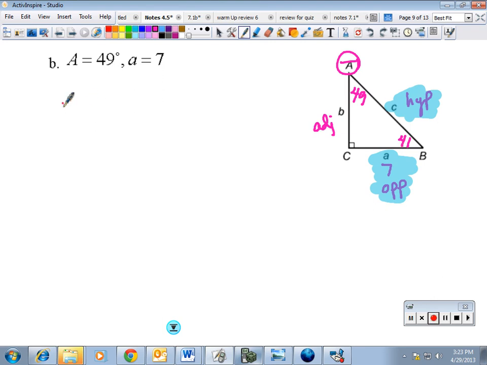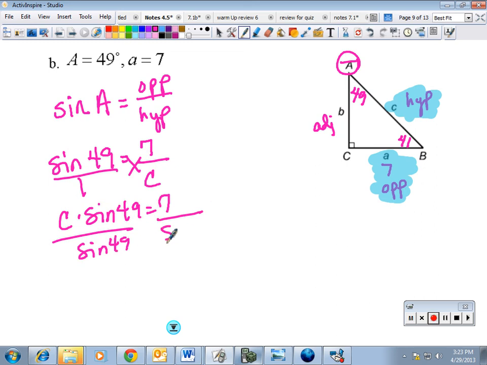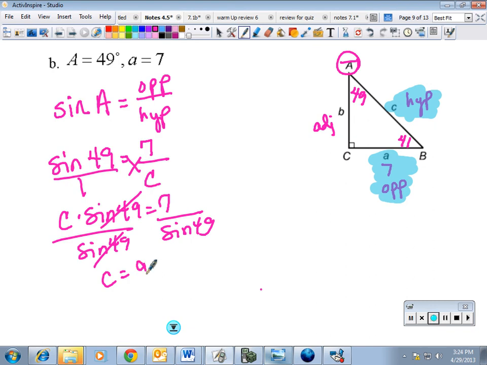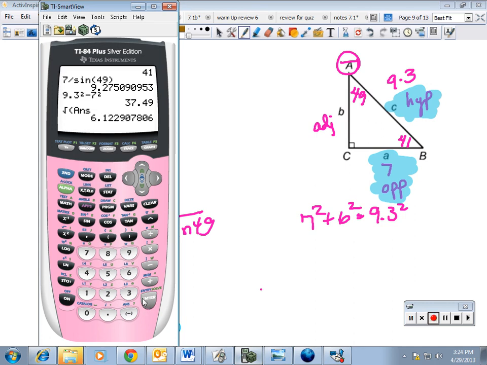This time I've got opposite and hypotenuse. So that's going to be sine, which relates opposite and hypotenuse. Sine of A is opposite over hypotenuse. So sine of A, which is 49, is opposite 7 over hypotenuse c. I cross multiply, but this time I have to do a little bit more work because I have to divide by sine of 49. So c is 7 divided by sine of 49, 9.3. So c is 9.3. I have to do a squared plus b squared equals c squared. So 9.3 squared minus 7 squared, square root, 6.1.